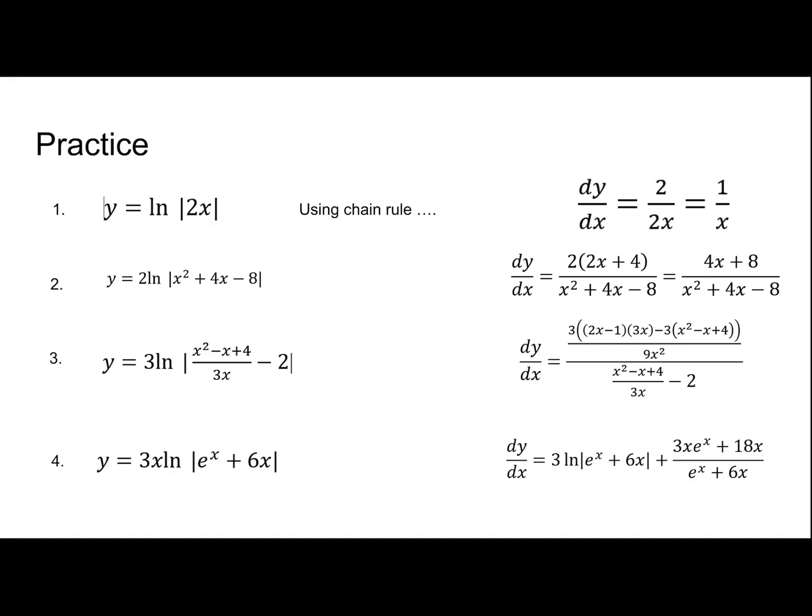So 3x times e to the power of x plus 6, that becomes 3x e to the power of x plus 18x. And that's divided by the derivative of ln, which is 1 over everything inside the ln, which is 1 over e to the power of x plus 6x. So we're dividing 3x e to the power of x plus 18x over e to the power of x plus 6x. And that is our final answer for dy over dx.